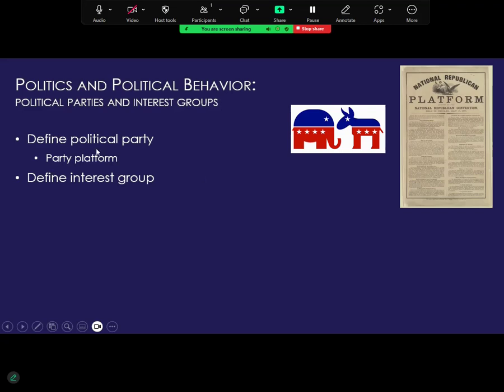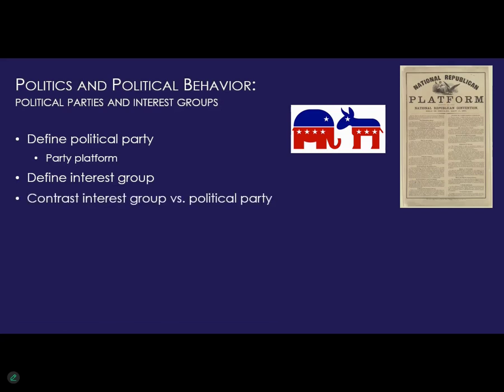Collective action can also take the form of interest groups. Interest groups are groups of people with similar interests who work together to create and advocate policies. Interest groups and political parties will sound a lot alike, but they are different. To better understand what political parties and interest groups are, we should compare and contrast them. Both are forms of collective action. Both seek to influence public policy, and both are involved in the democratic process.